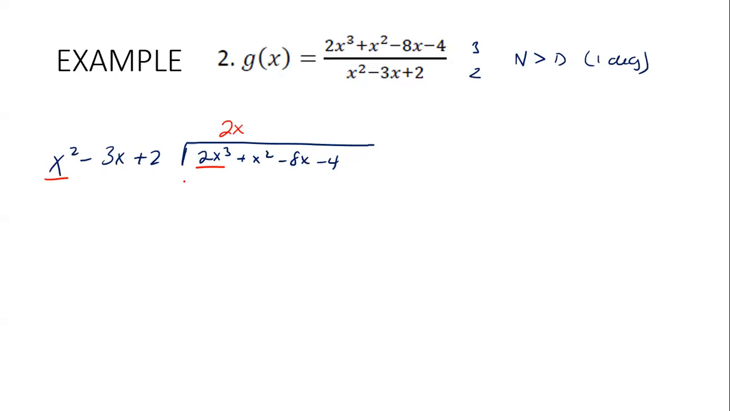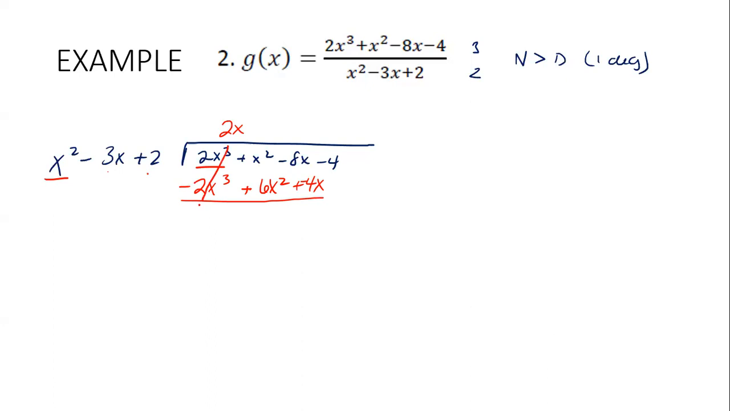2x. After you divide, then you're going to multiply. 2x times x squared is 2x cubed. 2x times negative 3x is negative 6x squared. 2x times 2 is 4x. After I multiply, then I subtract, which means I'm changing the signs and combining like terms.